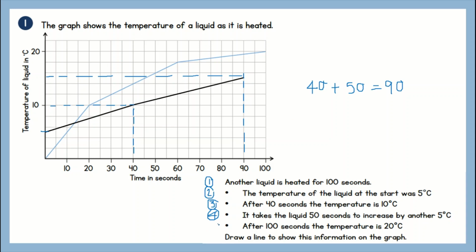Now, for our last part, we are asked, after 100 seconds, the temperature is 20 degrees Celsius. Here's our 100 seconds, our last line on this chart. 20 degrees Celsius would be here. Put in our point, like so. Our graph, our line on the graph should look like this.